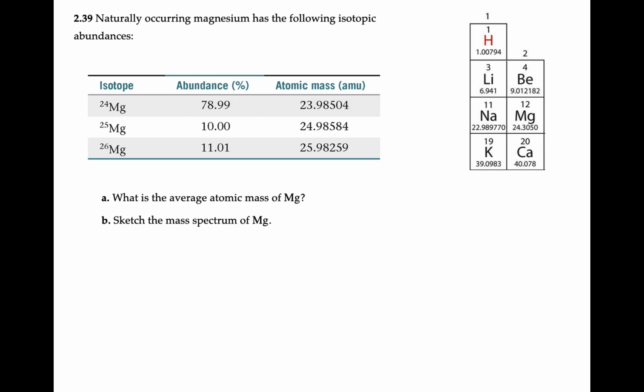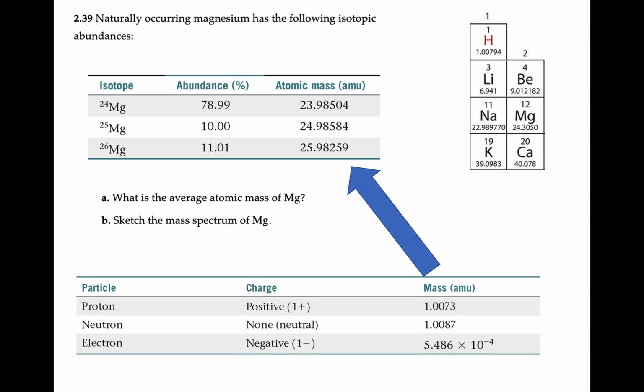A couple things I note here. I see that all of the atomic mass values are really close to a whole number when expressed in atomic mass units. What is contributing to the mass? The mass of the proton, the mass of the neutron, and those have values really close to 1 AMU. So that's why we have very close to whole numbers for the mass for these different isotopes.